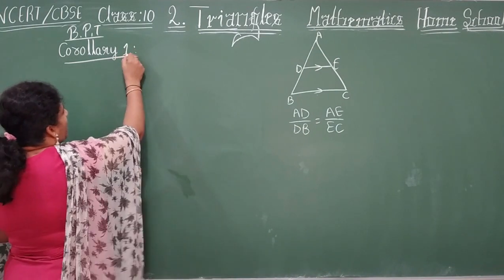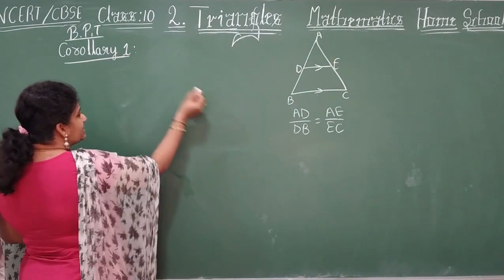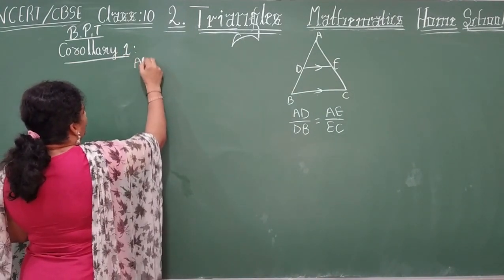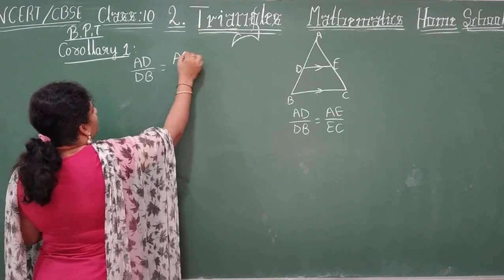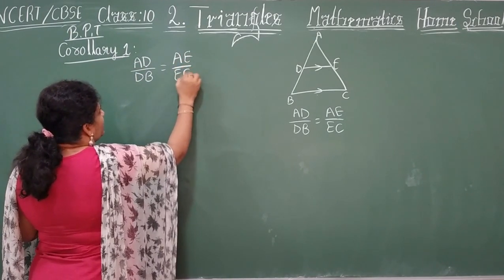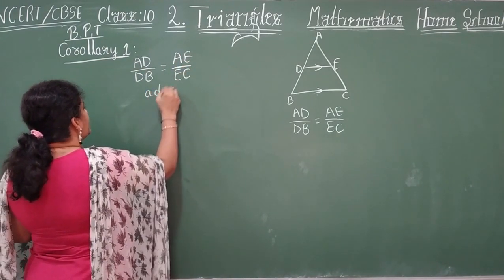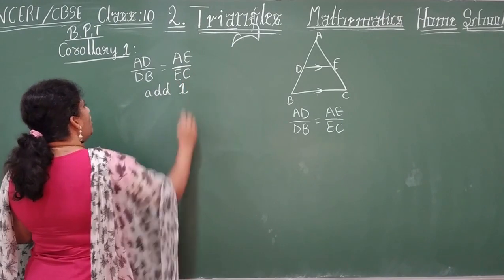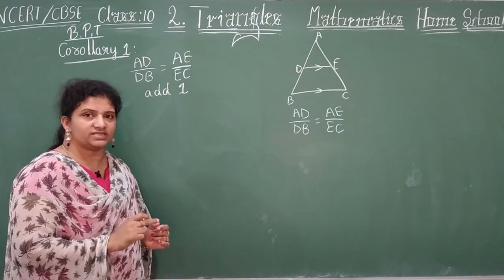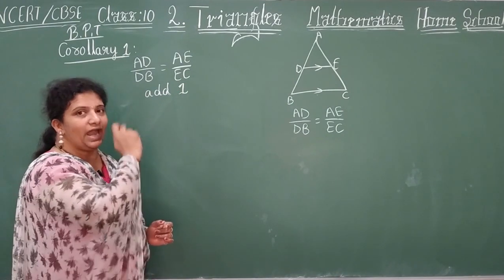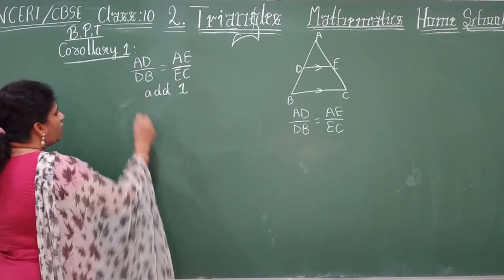Corollary 1: consider the basic proportionality ratio, AD by DB is equal to AE by EC. So look here, children, add 1 on both sides. Adding 1 on both sides means on the LHS and also the RHS. So what are you going to get?